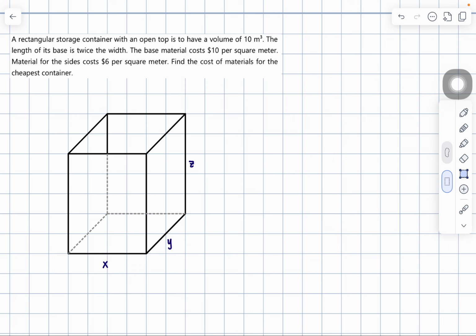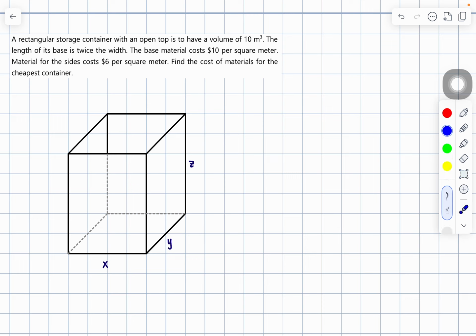So for this particular problem, we are to optimize the cost since we are to find the cheapest. So we need to find a general equation for the cost, and then we apply differentiation there, and we get the cheapest value for the box that is to contain a volume of 10 cubic meters here. So dinrawing ko na yung box, no?